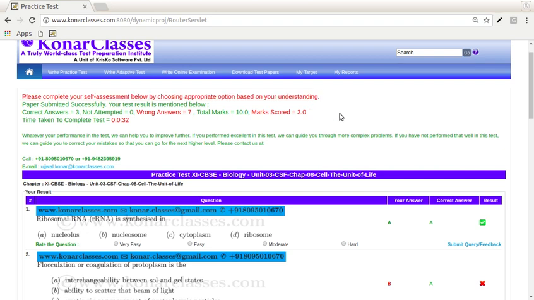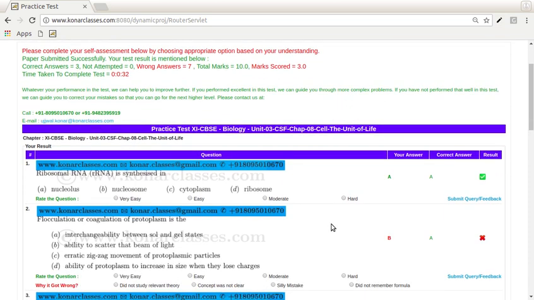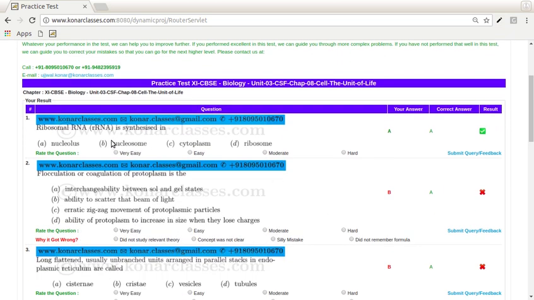So what is self-assessment? Here it is. You look into the first question. The correct answer is A, and my answer is also A. So good, only I need to read the question.